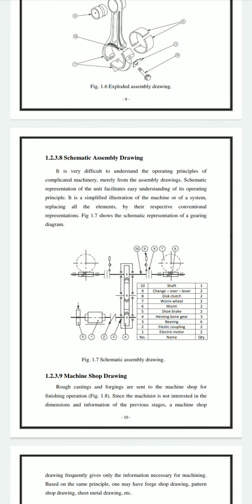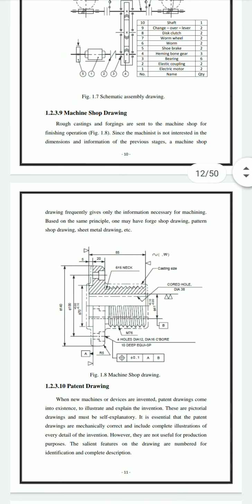The next type is the machine shop drawing. Rough castings and forgings are sent to the machine shop for finishing operations. Since the machinist is not interested in the dimensions and information of the previous stage, a machine shop drawing frequently gives only the information necessary for the machining.